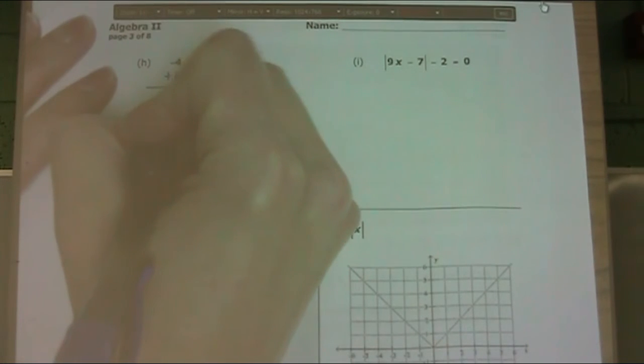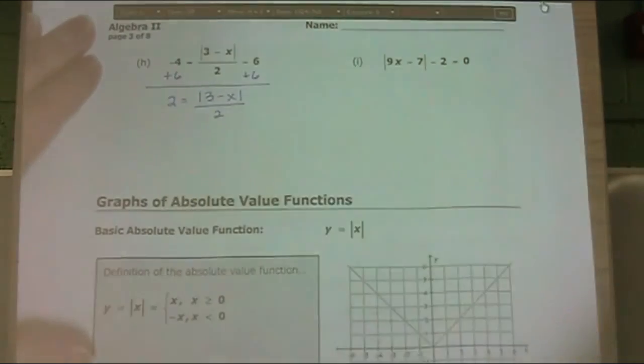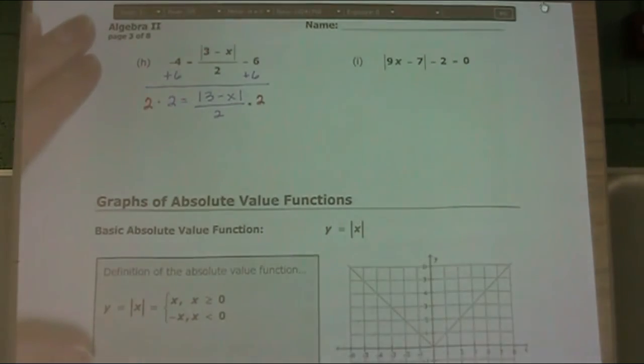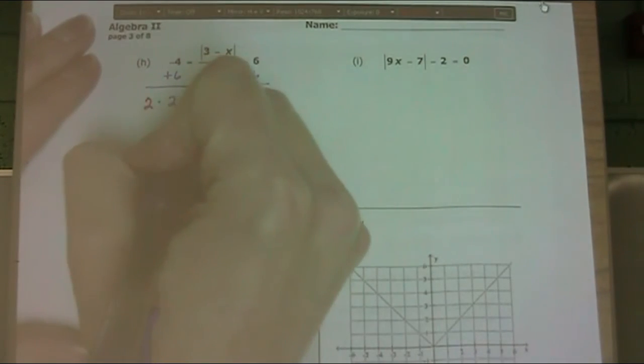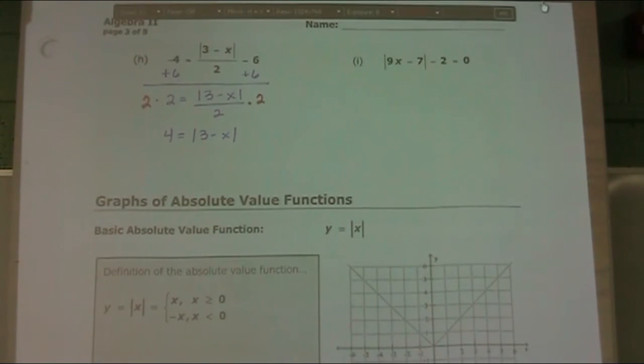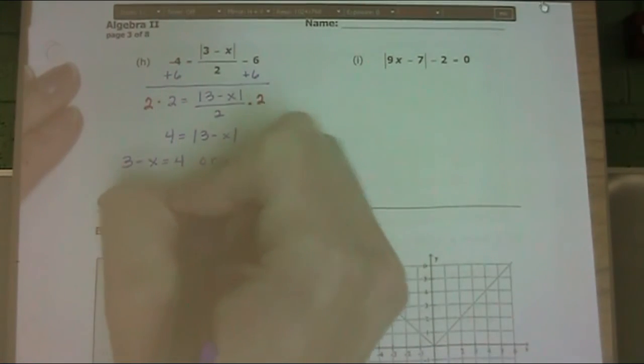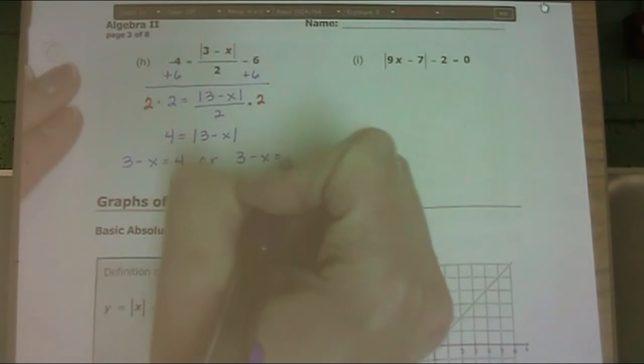So I've got 2 equals the absolute value of 3 minus x over 2. I still need absolute value by itself. So multiply both sides by 2. And I'm going to have 4 equals the absolute value of 3 minus x. Now I have absolute value equal to a positive number, so I'm going to have two solutions. They are 3 minus x equals 4, or 3 minus x equals -4.